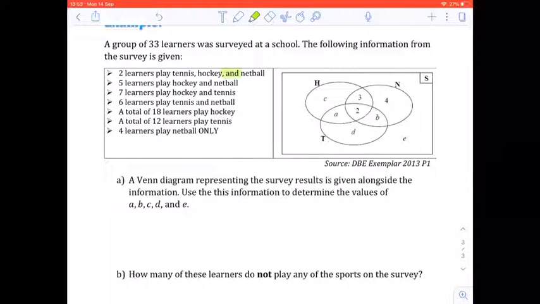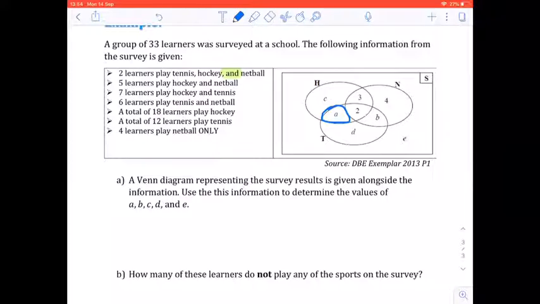A Venn diagram representing the survey results is given alongside the information. Use this information to determine the values of A, B, C, D, and E. So that corresponds to all the missing values within the Venn diagram. Okay, so let's start with A. So we look at A. So A is that piece over there, which is the intersection between hockey and tennis.